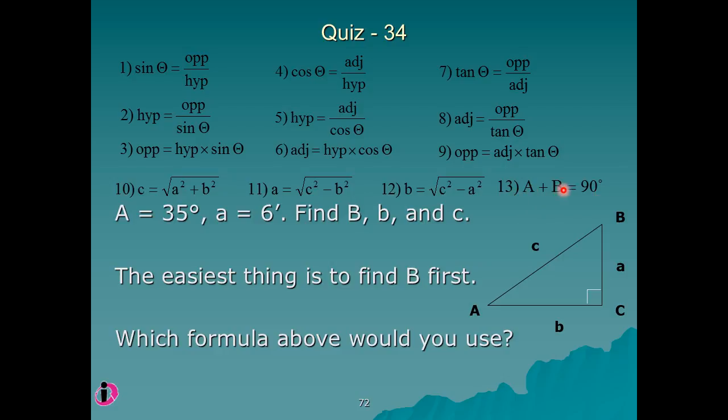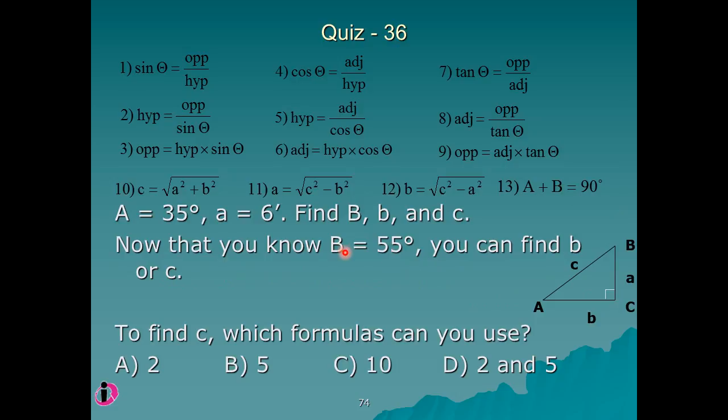So that's probably the easiest. So I can find the angle B right away. Angle B must be 55. So now I have my B. I listed the B here. So I know the B now.